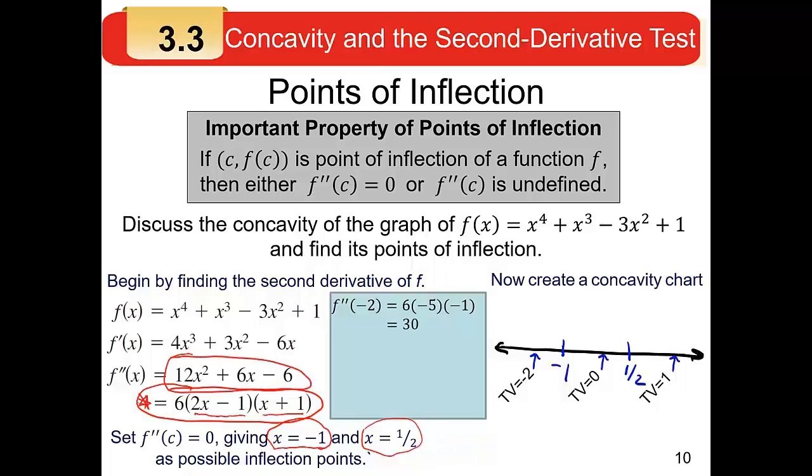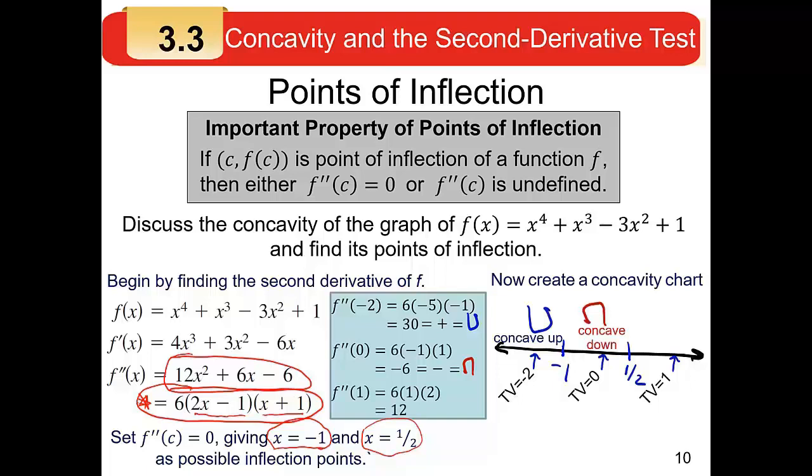And when you do that, you're going to get, in this case, 30. You don't really care that it's 30. You just care that it's positive. A positive second derivative means you're concave up on that interval. Then you move to the second test value, which is 0. You plug 0 in, you end up with -6. Again, the main thing you're interested in is that it's a negative number, which means you're concave down. And then finally, your last test value is 1. You plug that in, you end up with 12, which again is a positive number, which means it's concave up. So you have your concavity chart.